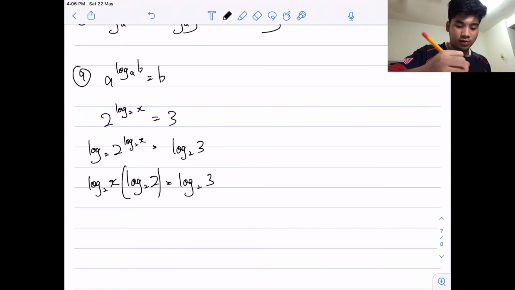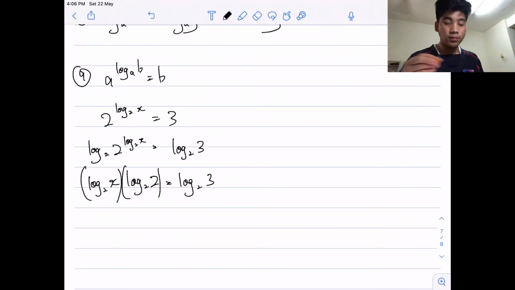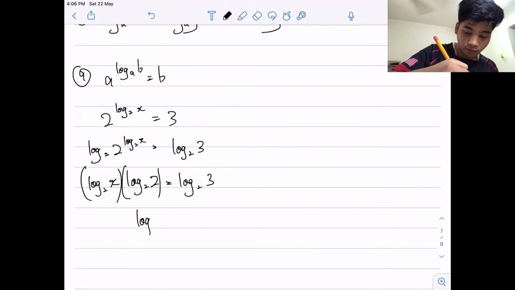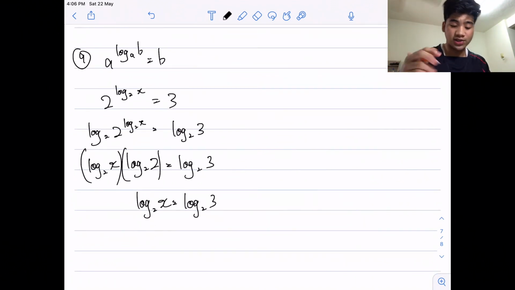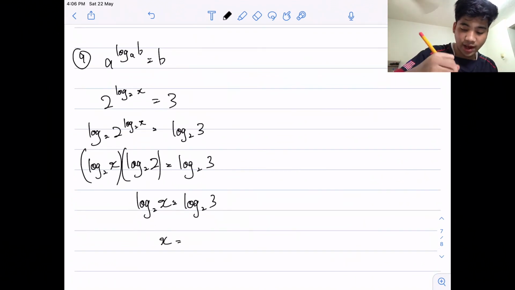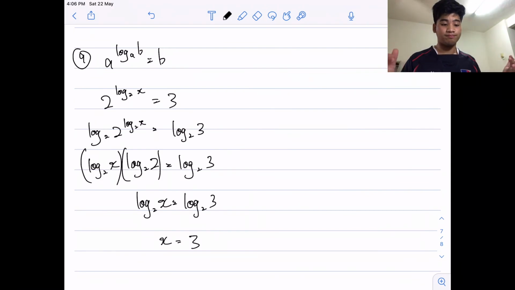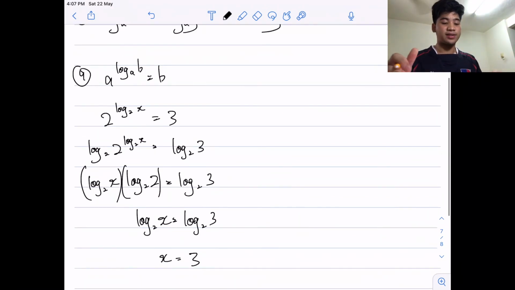So let's imagine this is being multiplied to each other. We already know that if the base and the number to be logged are the same, it will equal 1. So you'll be left with log 2 x equals log 3. And basically, if you make the logs disappear, you can say that x equals 3. There you go. So that's a very easy way to prove this works.